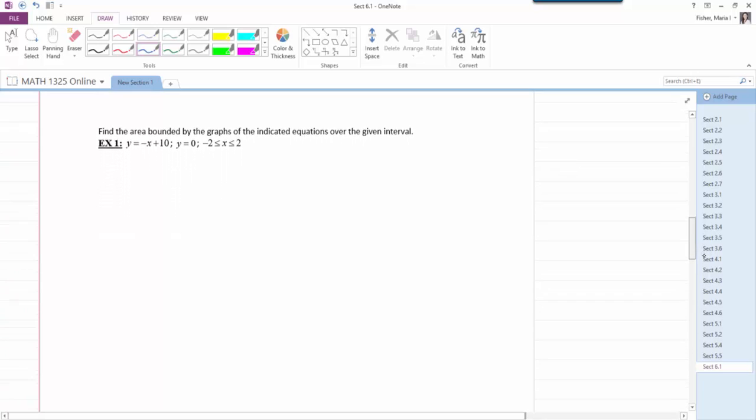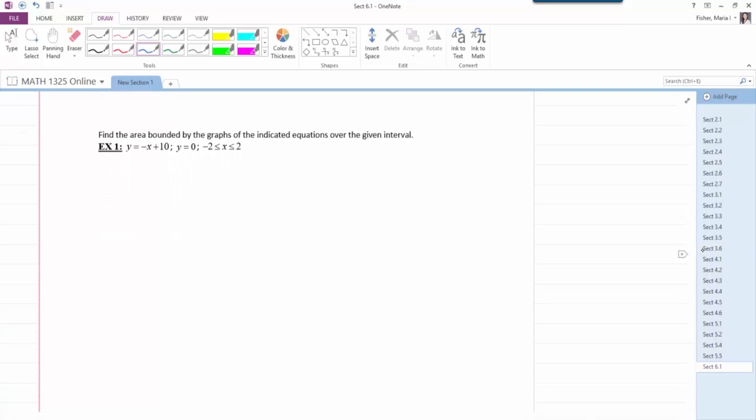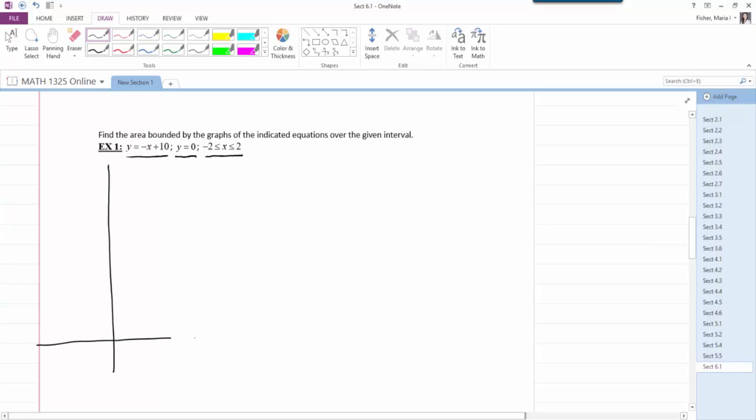So we want to find the area bounded by the graphs of the indicated equations over the given interval. So we want to find the area bounded by y equals negative x plus 10, y equals 0, from negative 2 to positive 2. So if I were to graph this, well, y equals negative x plus 10, this guy here is just a line. I know that my slope is equal to negative 1 over 1, and that my y-intercept is equal to 10. So here, 10 is my y-intercept.